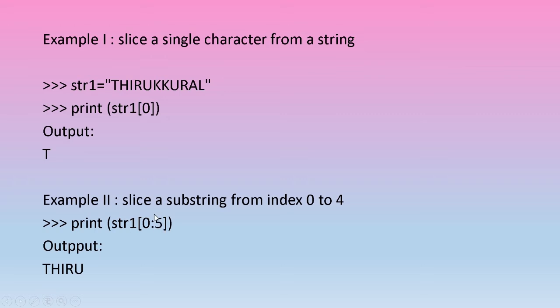In the case of Python, we always take the end value as minus 1. So 5 becomes 4, so 0 to 4: 0, 1, 2, 3, 4. So we'll be getting the answer Thiru. This is the output. This is how we can slice or obtain a substring from the main string.